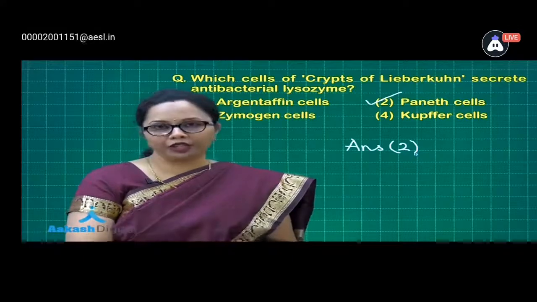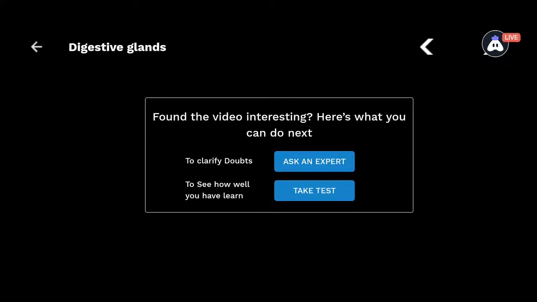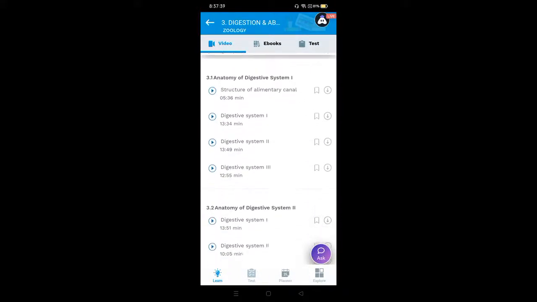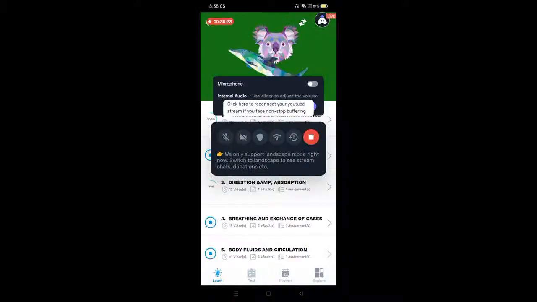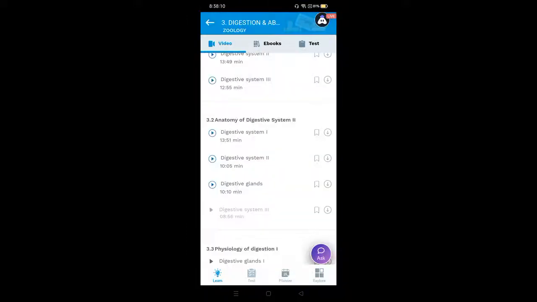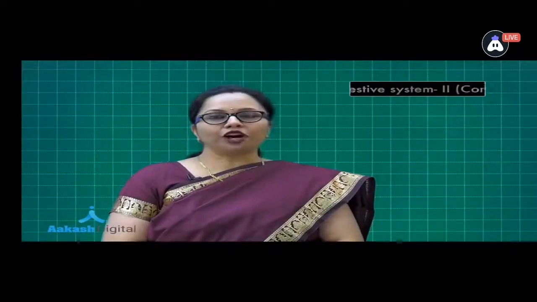Now let's move to the next part of the alimentary canal, that is the last part, and that is the large intestine. Now moving on to the large intestine.